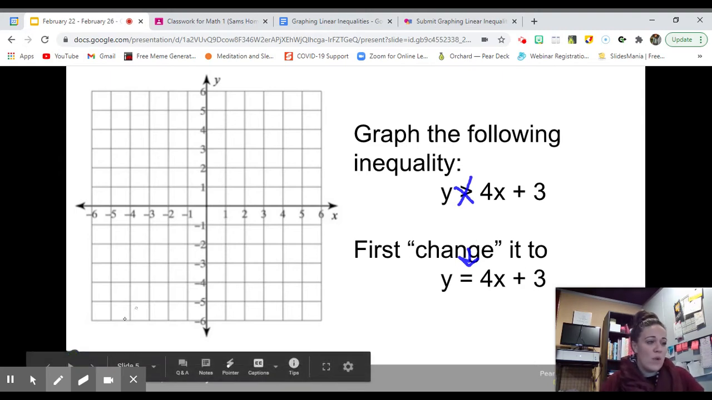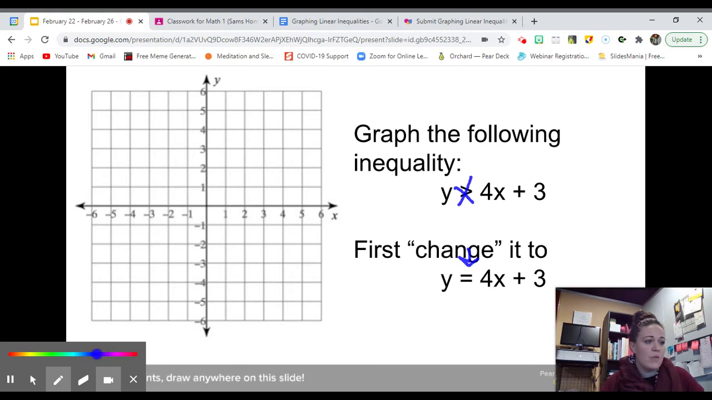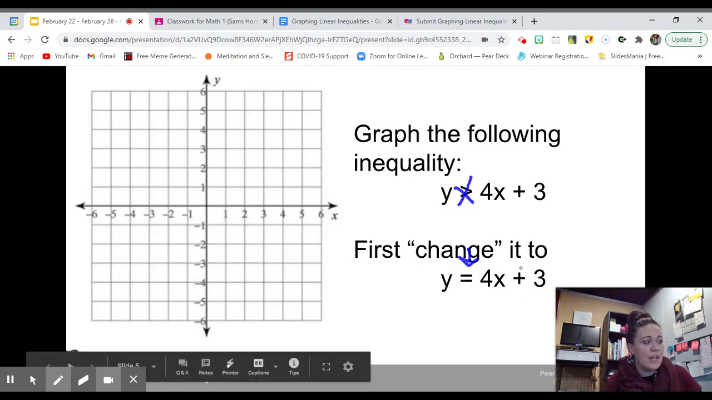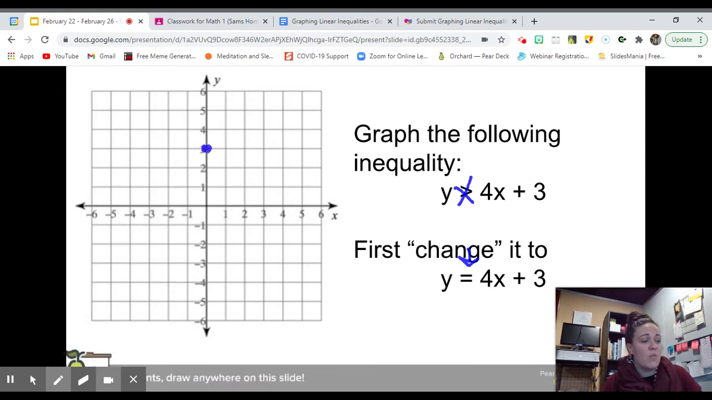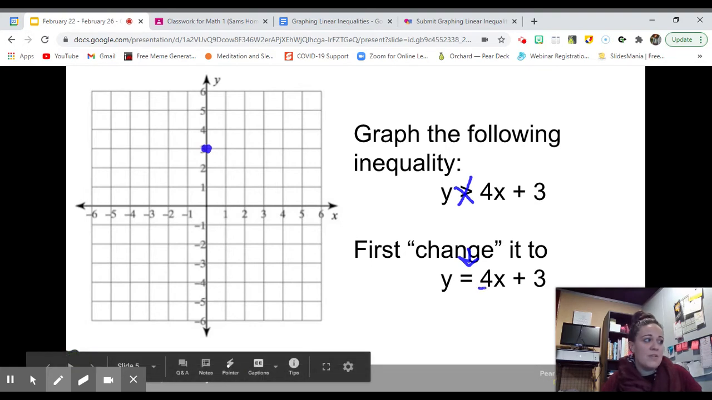So I'm going to start with, we'll just keep it with blue, why not? I'm going to start with the y-intercept here, being positive 3. And again, make sure that you're using the y-axis to graph your y-intercept. And then I'm going to be using the slope 4 over 1. So from here, I'm going to go up 1, 2, 3, 4 over 1.